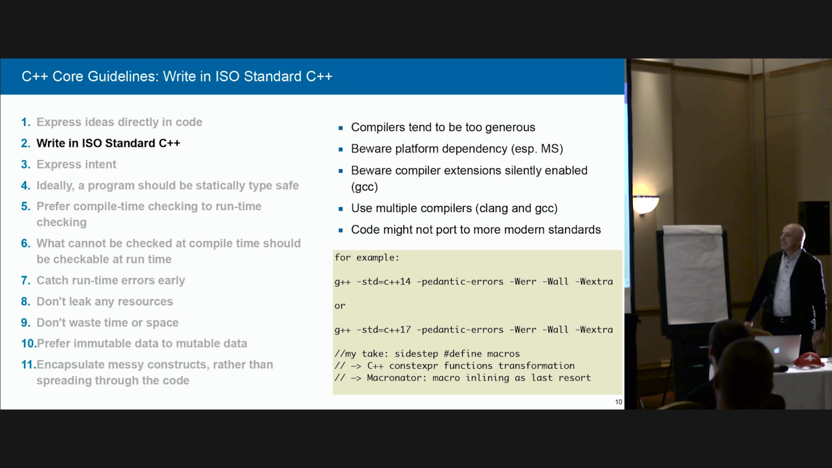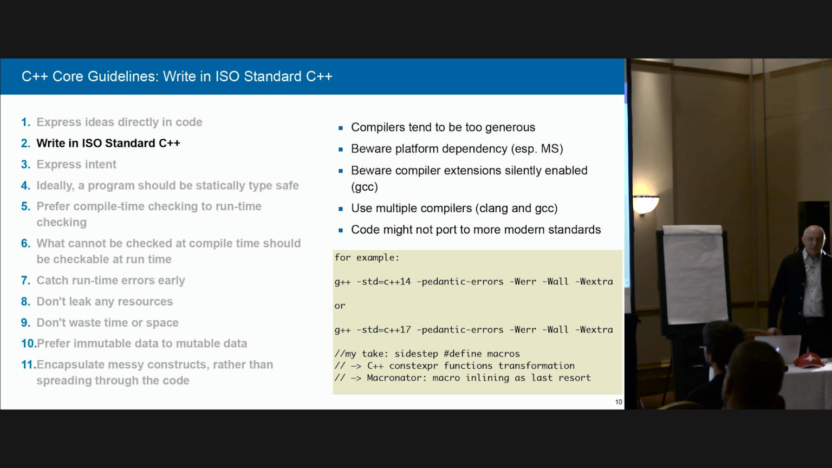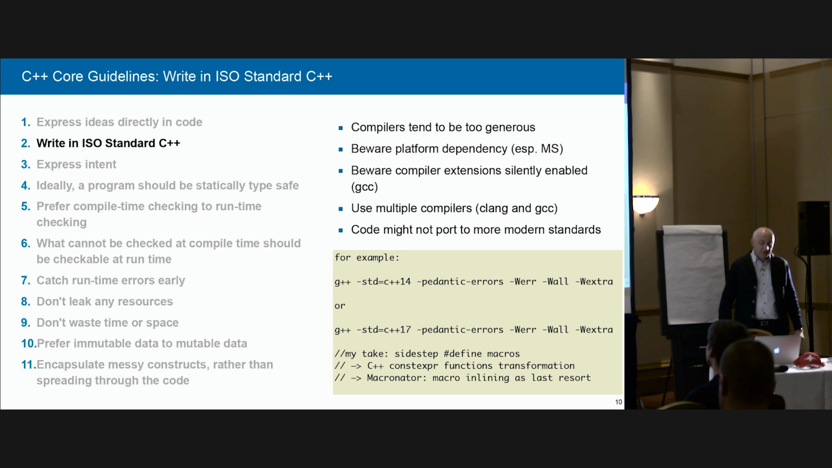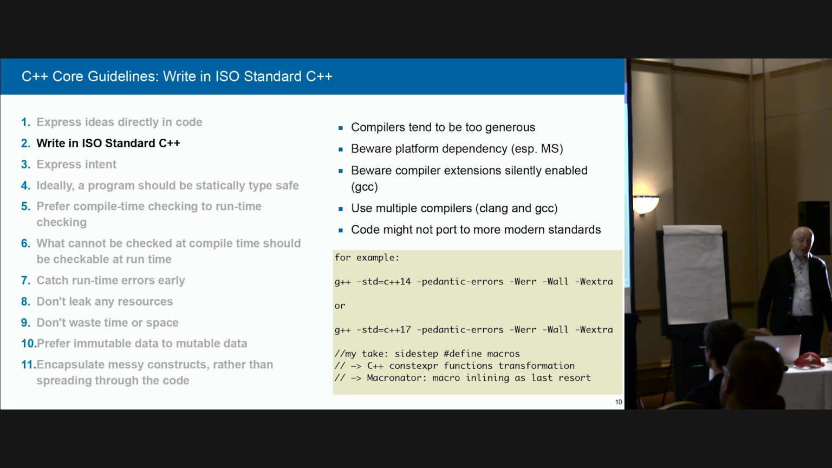GCC, on the other hand, is guilty of providing generous extensions that might not work on other compilers. Use multiple compilers. I say Clang and GCC because they are now available on all platforms, but better use another one if you can get hold of it. Compile on Linux and on Windows if you really care about portability and longevity of code. And the code that works will have to work much, much longer than you ever thought it might.